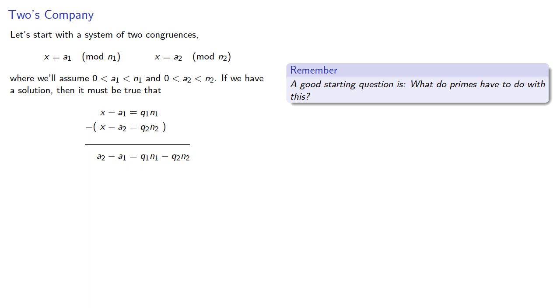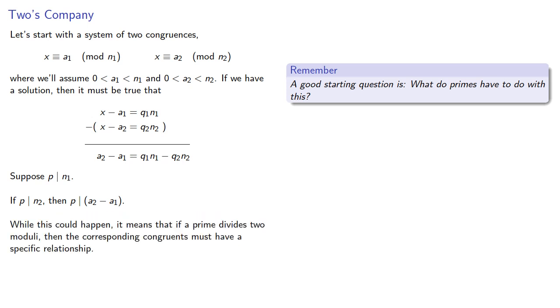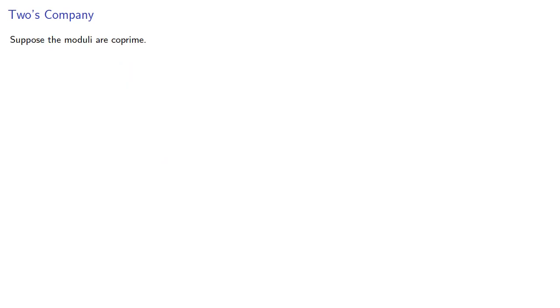So, suppose we have a prime that divides the first modulus. If the prime also divides the second modulus, then it has to divide the difference. While this could happen, it means that if a prime divides two moduli, then the corresponding congruence must have a specific relationship. Let's avoid this for now and require that the moduli be coprime. So suppose the moduli are coprime.